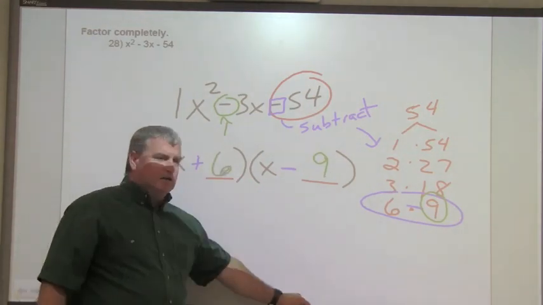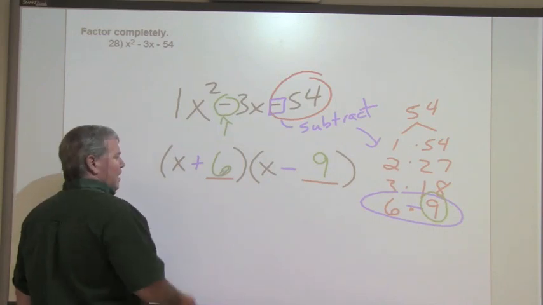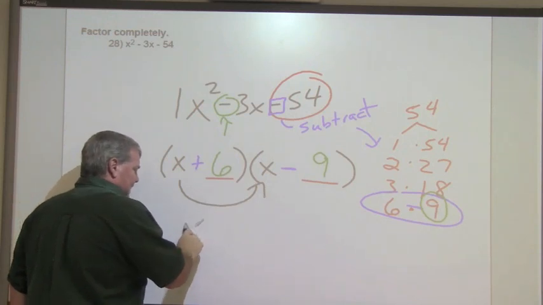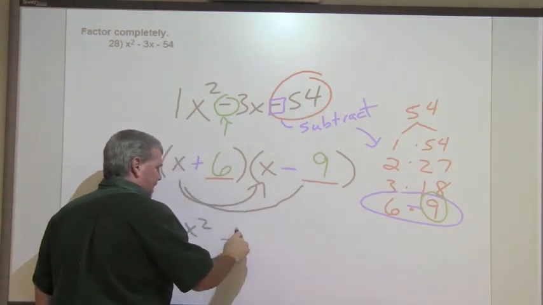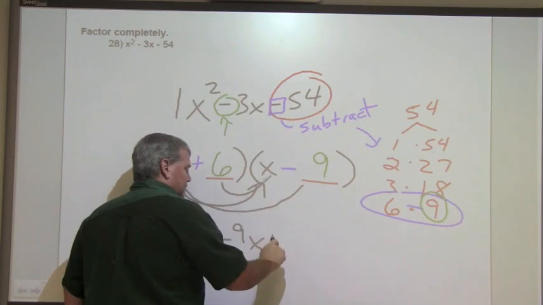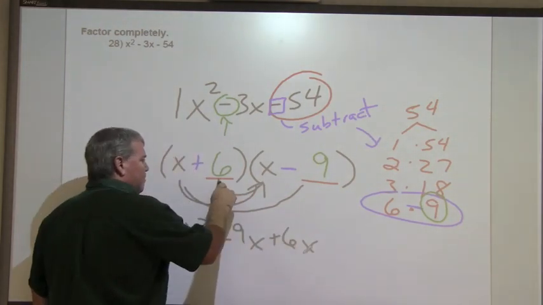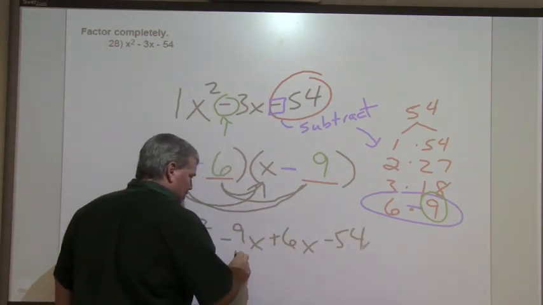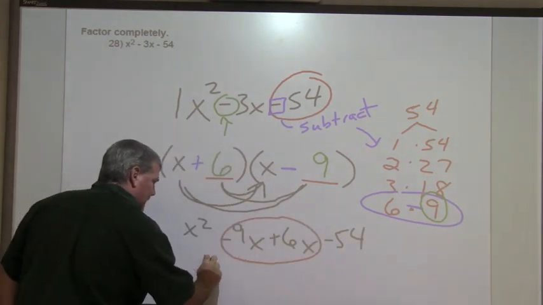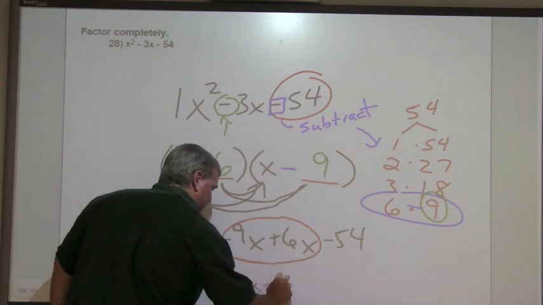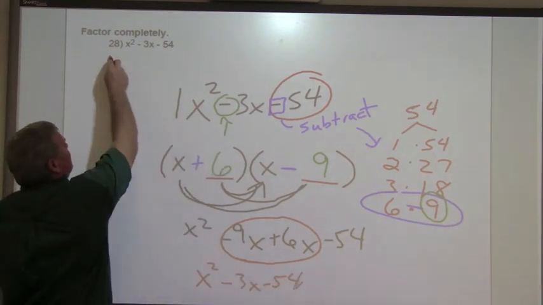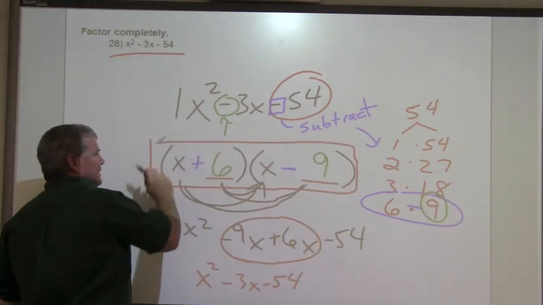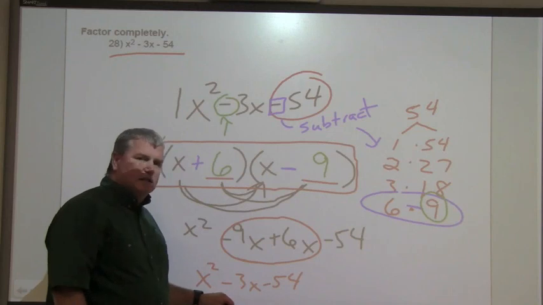Then again, I can check it by just multiplying it out. X times x is x squared. X times negative 9 is negative 9x. 6 times x is a positive 6x. Positive 6 times a negative 9 is negative 54. Middle terms, combine those, we get x squared minus 3x minus 54. So did it match? Absolutely. So my final answer is x plus 6 times x minus 9.